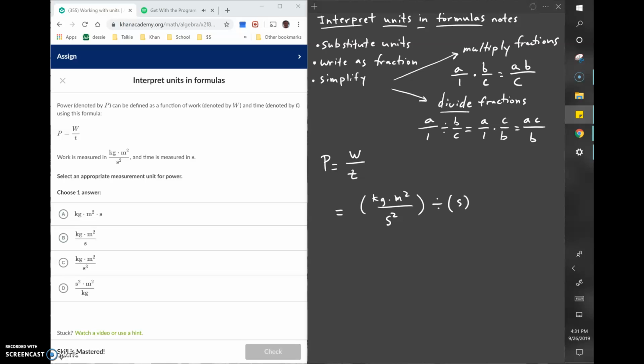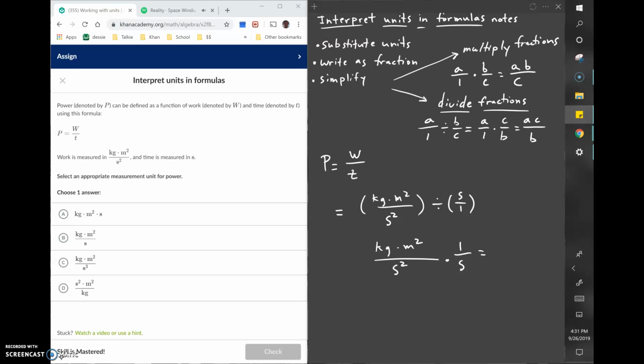When I'm dividing fractions, I leave the first part the same. So we're just going to leave kilograms times meters squared divided by seconds squared the same. And then the second part of the fraction, we flip, and then we just multiply straight across. If I wrote S as a fraction, it'd be S divided by 1. And if I flipped it, the 1 would go in the numerator, S would go in the denominator. Now I can multiply straight across.